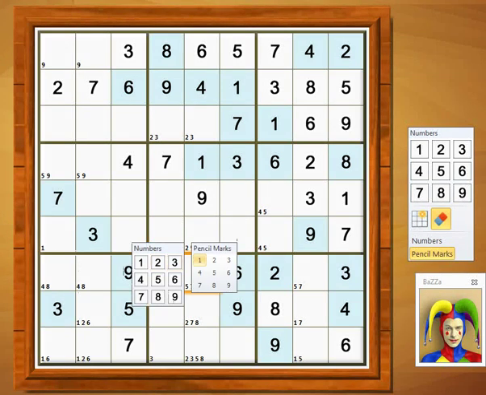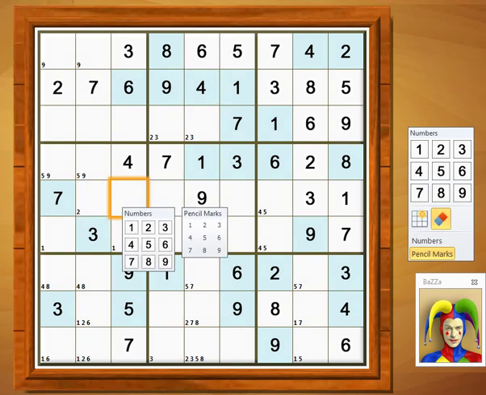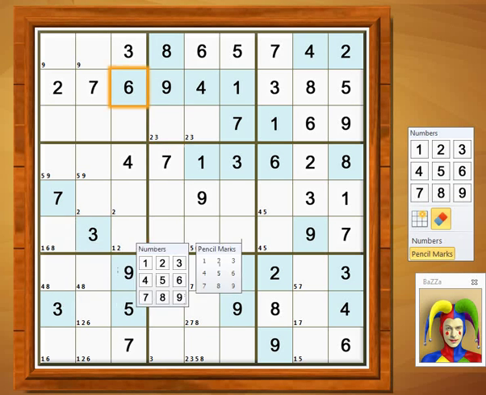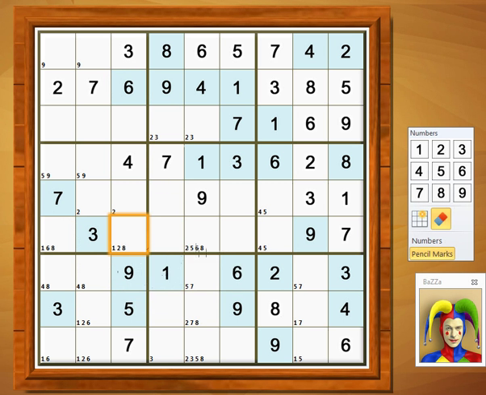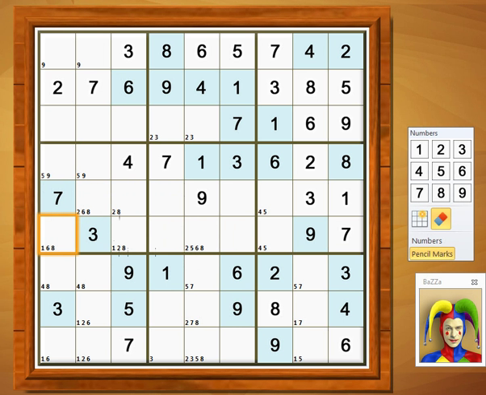1, 1. 2, 2. Again have a 2 here. 6 and 8. There's the 6, 8. There's the 6, 8. So I've got 1, 2, 6, 8.